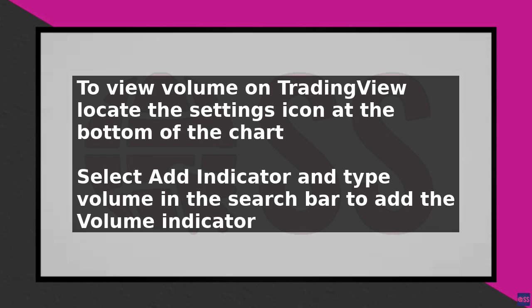The volume indicator will be added to the chart, typically displayed as a histogram below the price chart. The height of each bar represents the volume for that specific period.